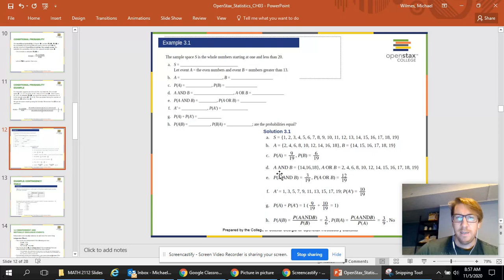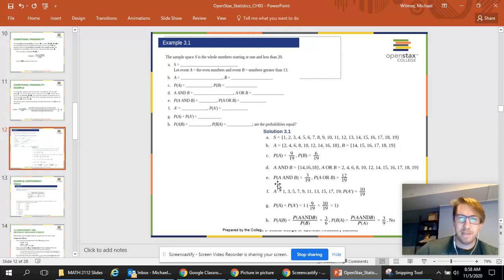A and B. The only things that A and B share in common would be the numbers 14, 16, 18. So there's A and B. And then A or B. That's everything in A or in B. And we're missing a little bracket there, it looks like. So every number listed in A or B, and we don't list them twice if they're repeats. So all those evens, then all those higher numbers.